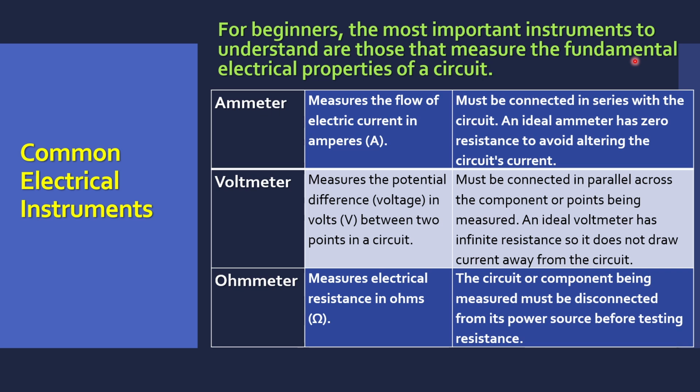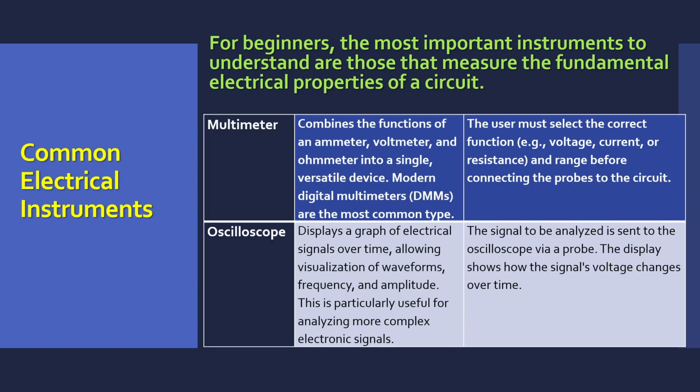Then you have ohm meter, which basically measures electrical resistance in ohms. And the circuit or the component being measured must be disconnected from the power source before testing the resistance. That's the ideal situation for the measurement of the resistance. You can disconnect it from the power and then measure the value of the resistance. Then you will get the correct value of the resistance in the circuit.